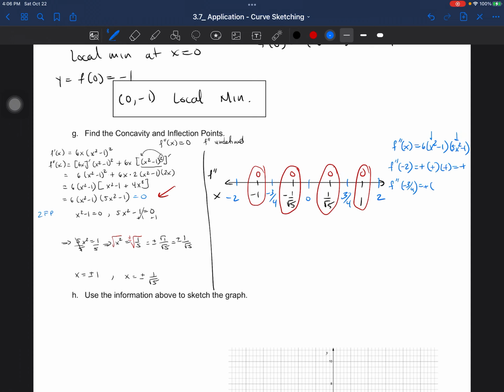Then when you plug in negative 3/4, the 6 is going to be a positive. Plug in negative 3/4 in the x factor, and that's going to give us a negative number, because negative 3/4 is bigger than negative 1. That's going to give us a negative number here. And here, negative 3/4 squared will give us 9 over 16 times 5. That's 45 over 16 minus 1. That's still going to be a positive number.